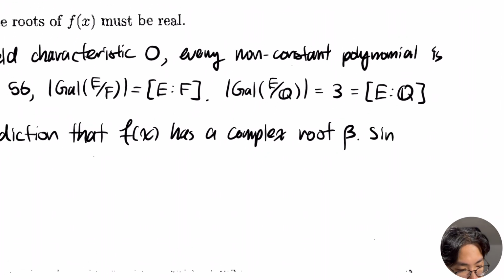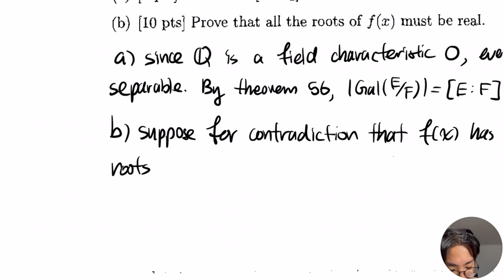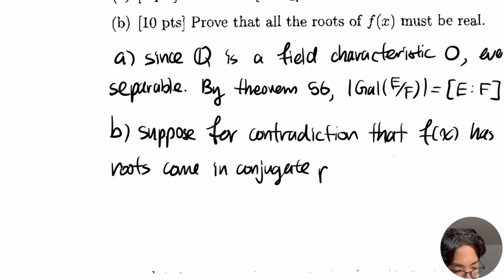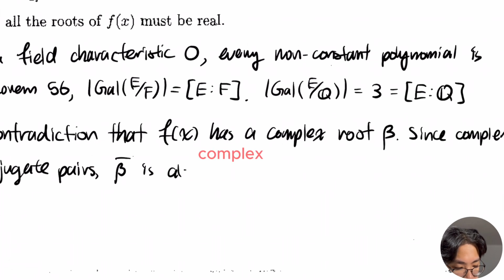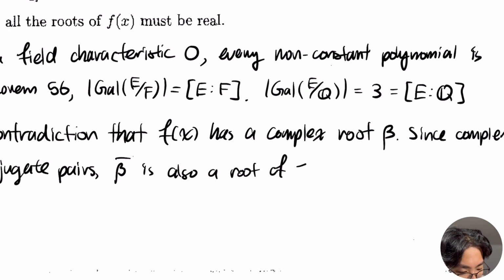So again, since complex roots come in conjugate pairs, we know that beta bar is also a root of f(x). Together though, because we have a complex number and its complex conjugate, it means that complex conjugation must be an element of some subgroup of the Galois group, or even the Galois group itself. We just know that complex conjugation definitely has to be in there somewhere. So let's write that out.